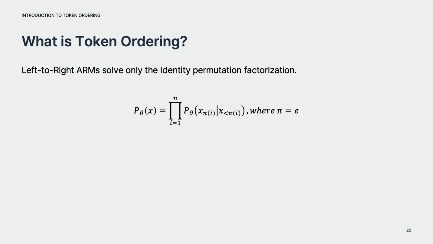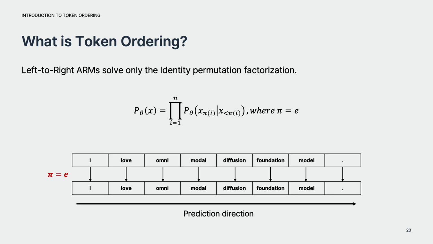So left-to-right autoregressive models solve only the identity permutation factorization. If we express this using a permutation function pi, it looks like this. Therefore, when we use modern LLMs to write a sentence, the model generates left to right following the order of the identity permutation.